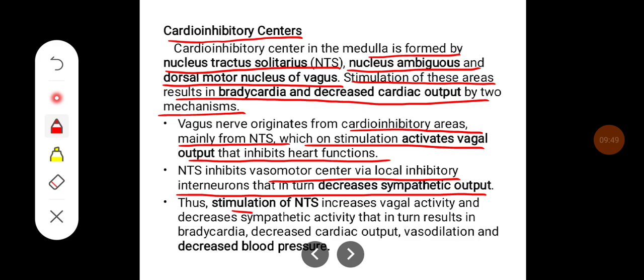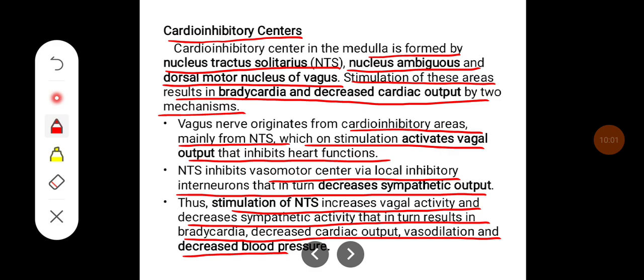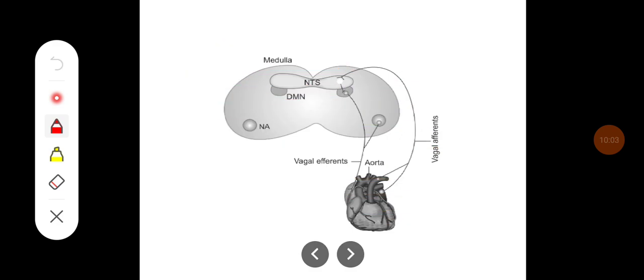Thus, stimulation of NTS increases the vagal activity and decreases the sympathetic activity, which in turn results in bradycardia, decreased cardiac output, vasodilatation, and decreased blood pressure. So here you can see the NTS, which is also going to act as the sensory or input to the cardiovascular center.